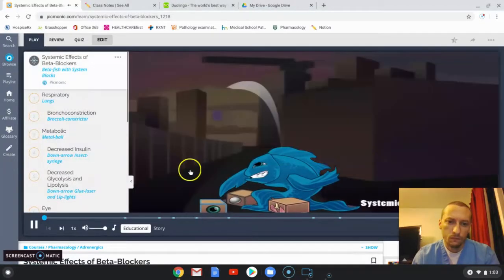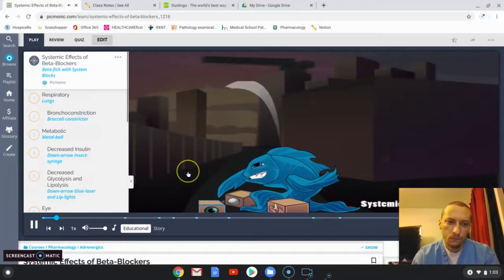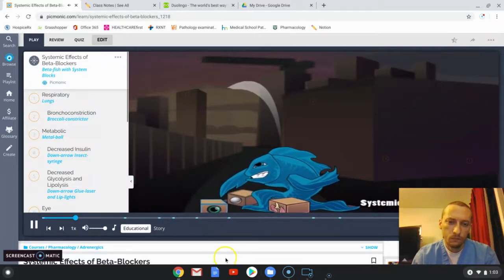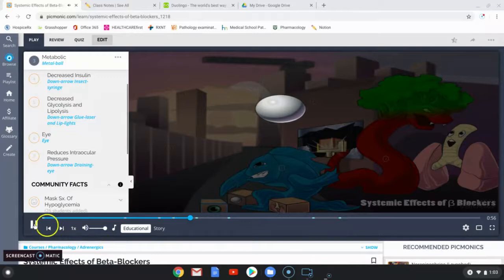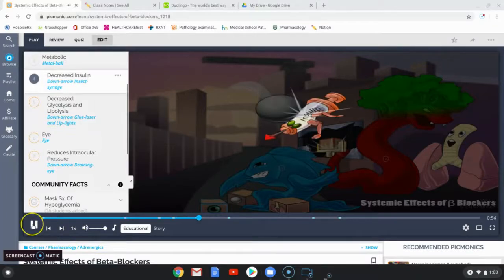Systemic effects of beta blockers, shown as the beta fish with system blocks, describe the effects beta blockers have on various organ systems. These occur because beta adrenergic receptors are located widely throughout the body, not just the cardiovascular system. Beta blockers affect the respiratory system, depicted as the lungs, because blockage of beta-2 receptors leads to bronchoconstriction, the broccoli constrictor. These medications have several metabolic effects as well. The metal ball. Beta receptor blockade leads to decreased insulin release.